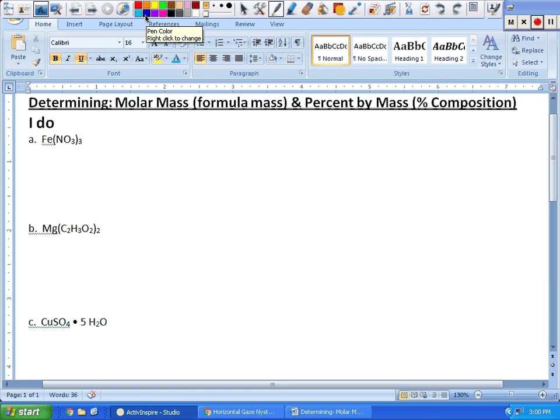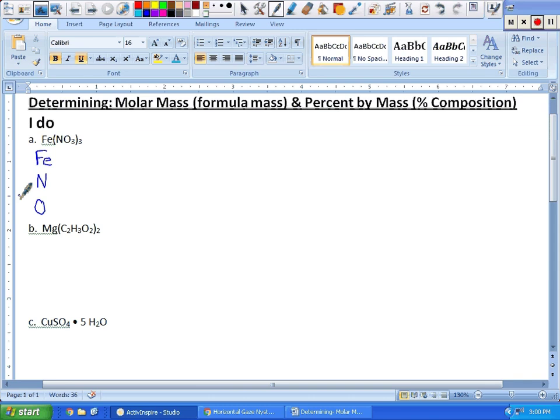So here's step number 1. List the elements that are present. Okay? Who are the elements present in letter A? All right, so do it just like this. So we've got iron, nitrogen, and oxygen. This is not drawing. We're not drawing these things. The second thing you need to do is list how many of each are present.